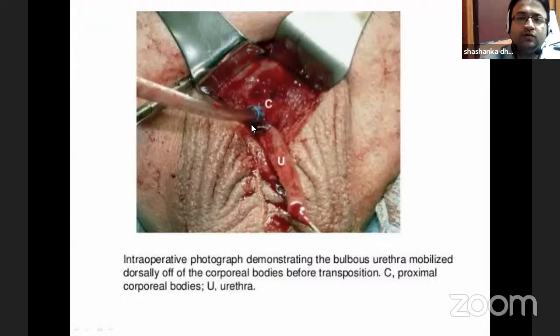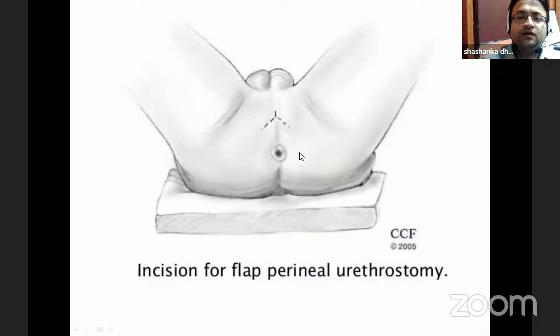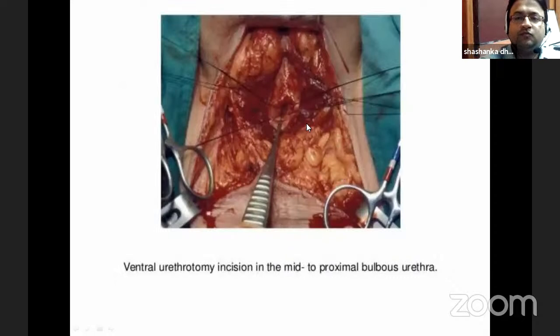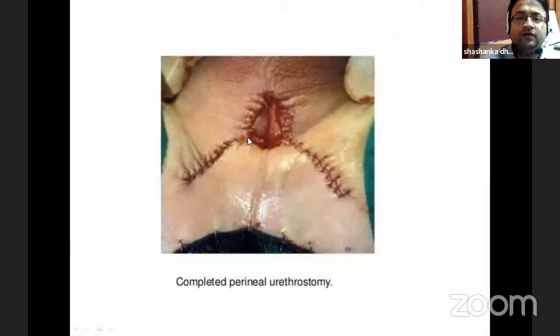Okay, this is how it looks. So the bulbar urethra is mobilized dorsally away from the corporeal bodies, and then it is brought out from the perineum. So this is a flap perineal urethrostomy with the more dissection of tissues around it, and then we close it. So this is how it looks at the end of the procedure, a wide spatulated perineal urethrostomy.